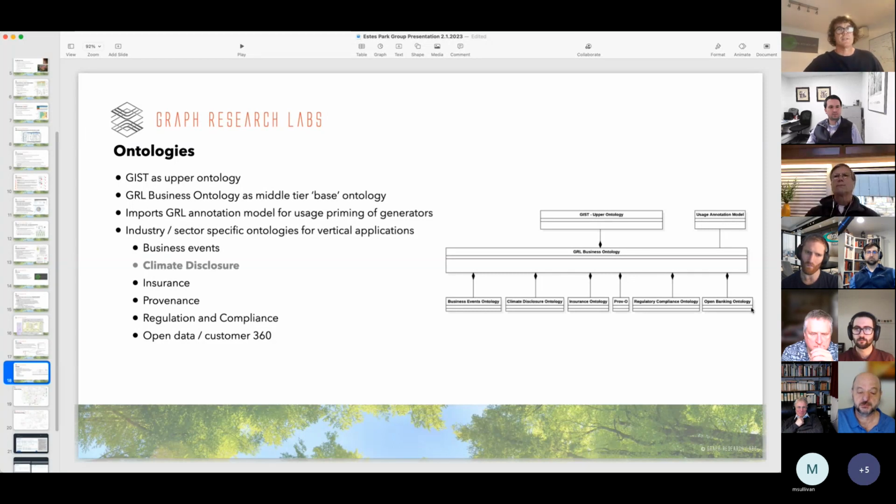And then there are these specific ontologies that are designed for specific use cases or applications. So we have a banking one. There's one for recording business events. We're working on this climate disclosure one at the moment, which I'll cover in a bit. That's actually turned out to be the hardest ontology I've ever authored, interestingly enough. There's an insurance one, which is quite comprehensive. Prov is an import. We have a generic compliance ontology, which this extends, and there's one for open banking, which has really morphed more into Customer 360.